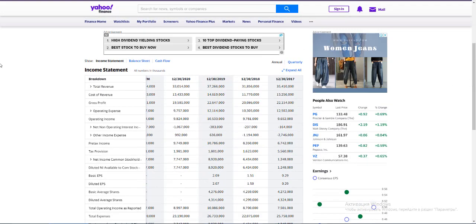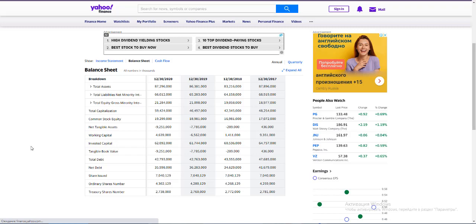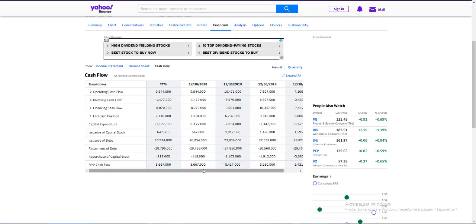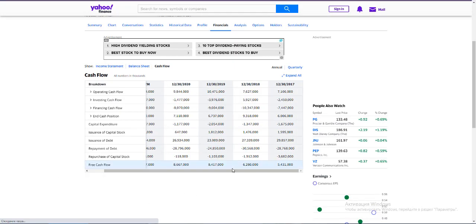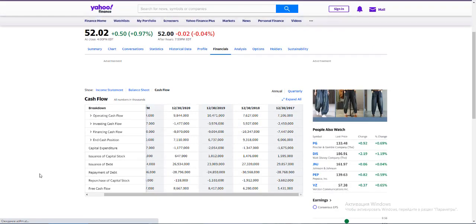So in this tab you can see the income statement for the past 4 years. The next one is the balance sheet, the same, past 4 years, but it's quite short, I would say. It's not that detailed because it's a free platform. And cash flow. Okay, the same, 4 years. You can see the operating cash, financing cash, and so on.